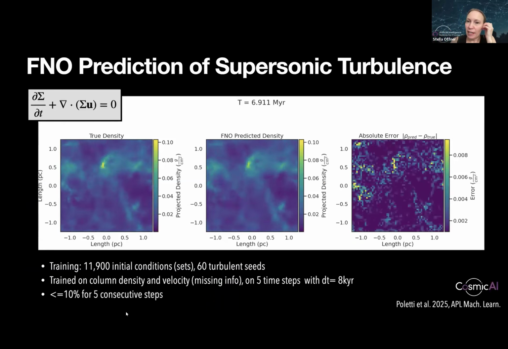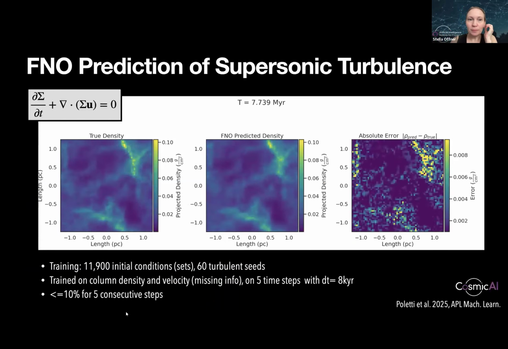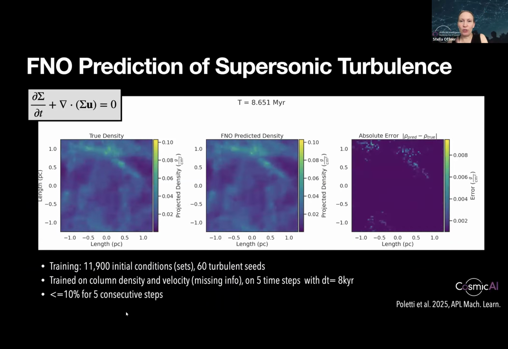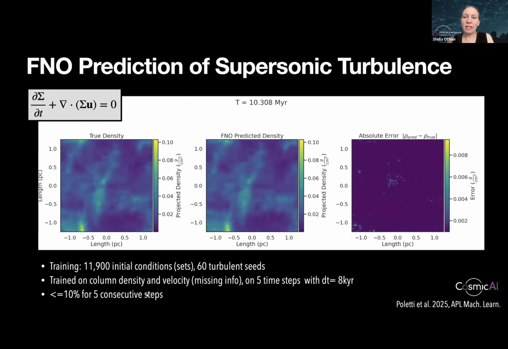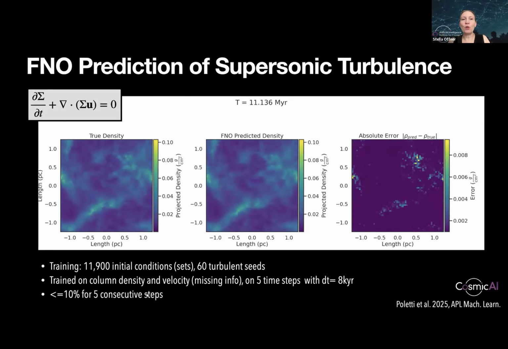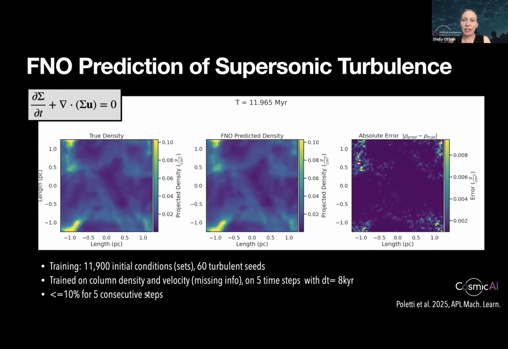So this is something we did as part of the institute. We were training it to predict the evolution of column density. In this particular case, it is missing some information. It's not a full 3D density and velocity calculation.